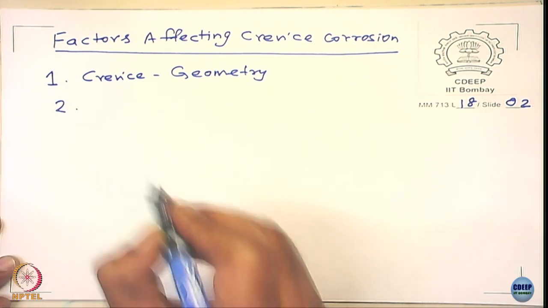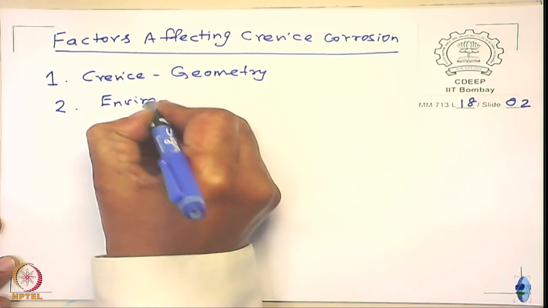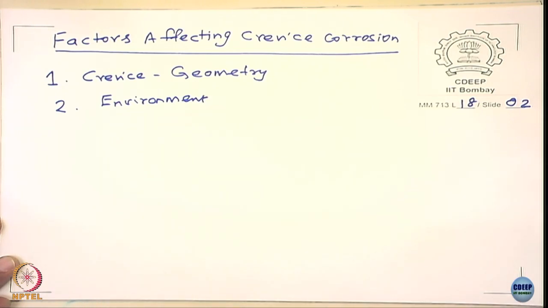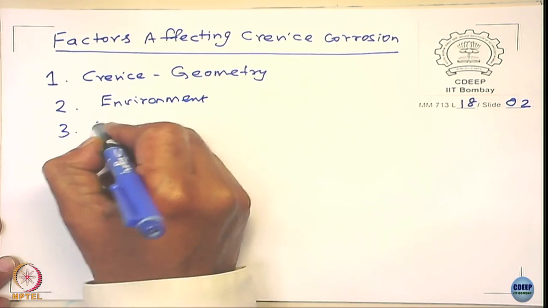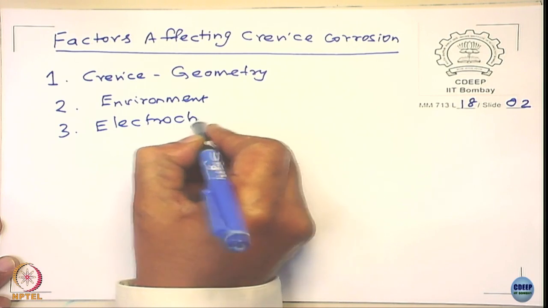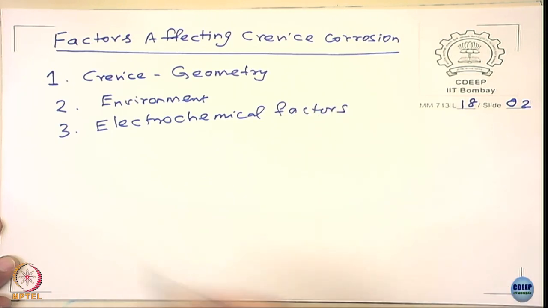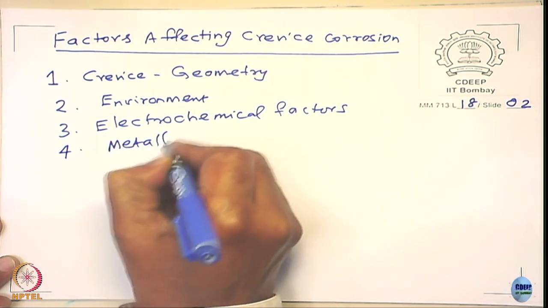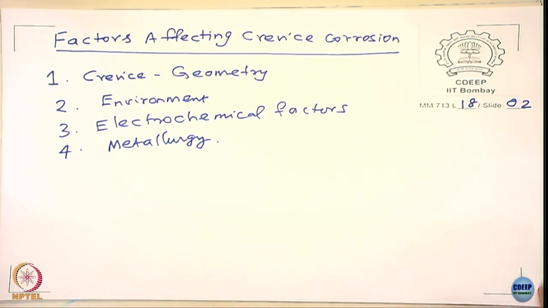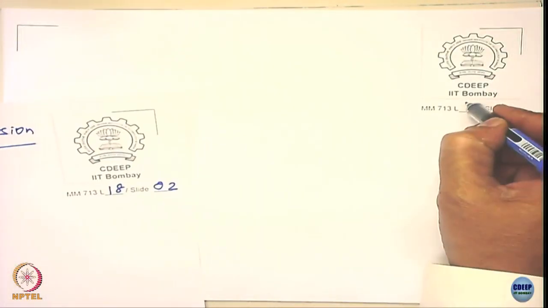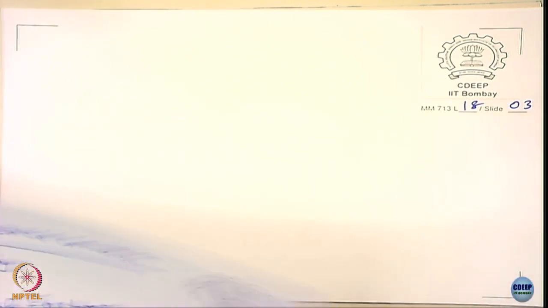The second factor is the environment. Of course, when you have an environment, it also decides the electrochemical factors. The fourth is the metallurgy of the metal. So, these are the factors, broadly, that influence the crevice corrosion of metals. So, let us see this in detail, one after another. Let us take the crevice first.